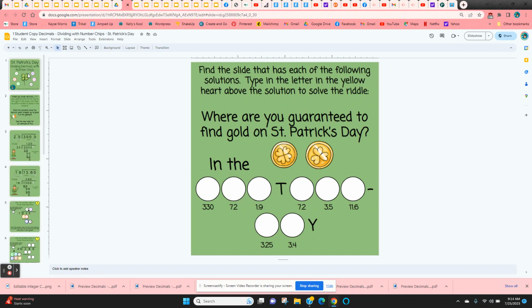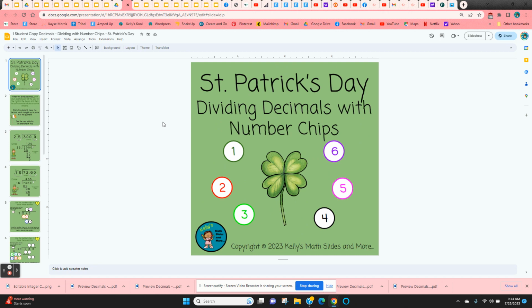So that is digital lesson on dividing decimals with number chips, the St. Patrick's Day version.